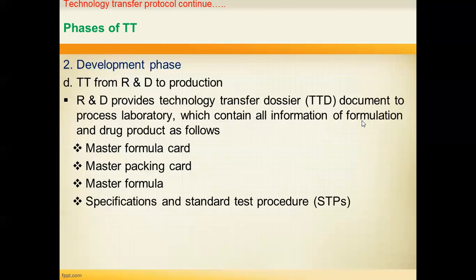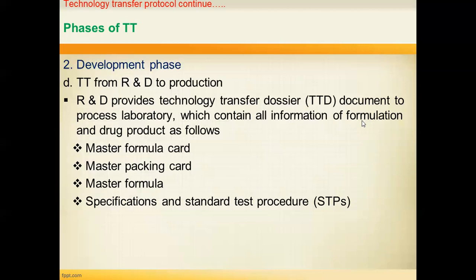Next is the master packing card. It provides the information about the packaging type, material used for packaging, and the stability. Next one is the master formula. It includes the formulation order and manufacturing instructions. From it you get the idea regarding the process order, environment conditions required, and manufacturing instructions for the dosage form development.